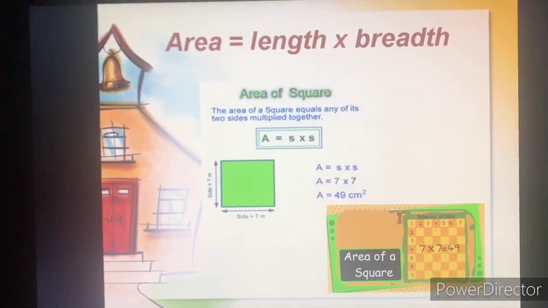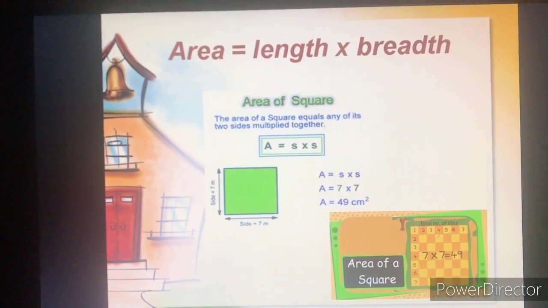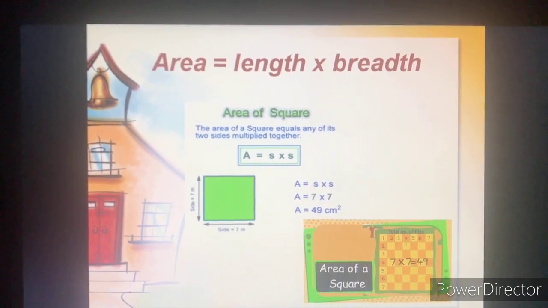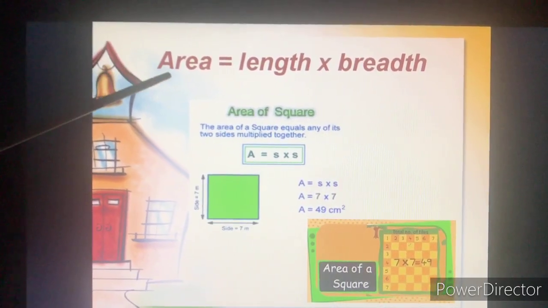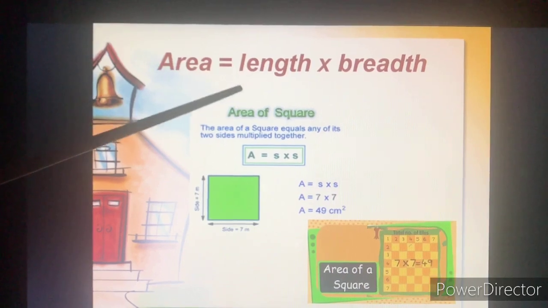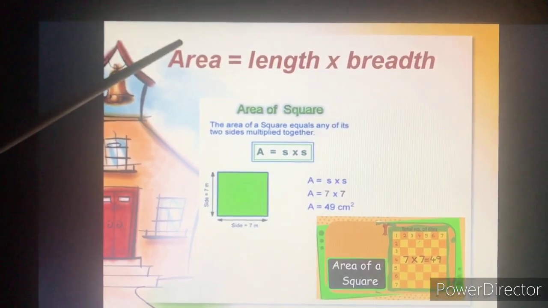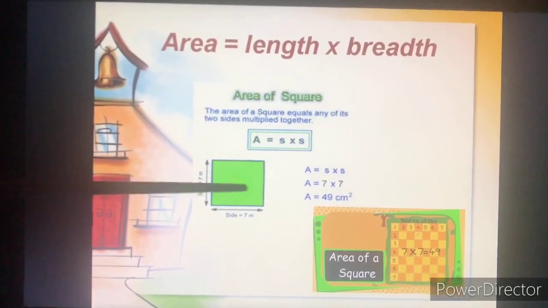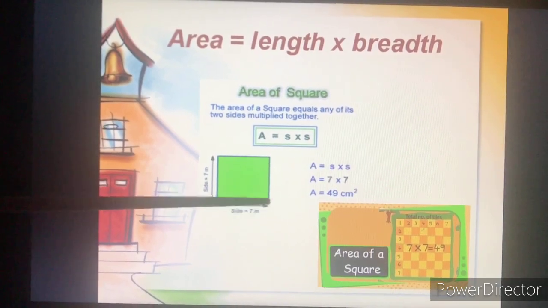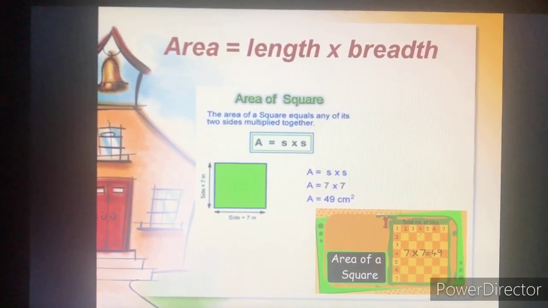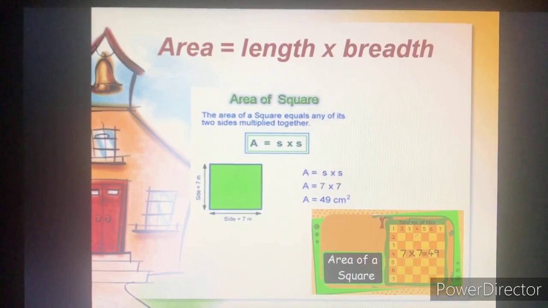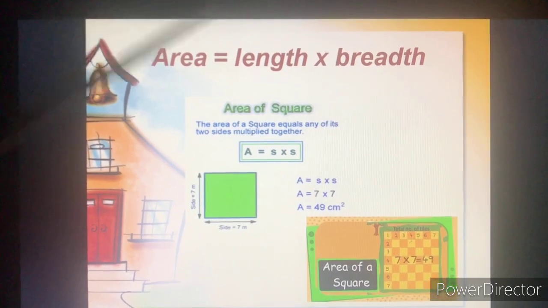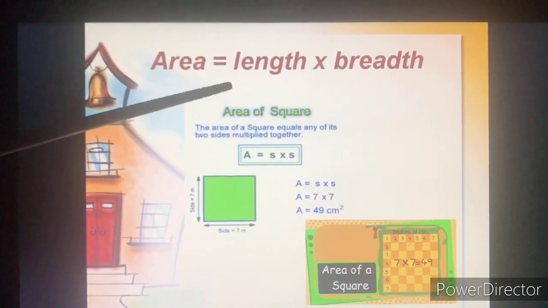Now we know that the perimeter is the distance around the edge of a shape. So let's talk about area. Like we use a formula to find perimeter, we will find area also with the help of a formula. To find area, the formula is length multiplied by breadth. In a square, any side can be a length or any side can be a breadth. Why? Because in a square, all 4 sides are equal. But the formula for other shapes will be the same, length multiplied by breadth.